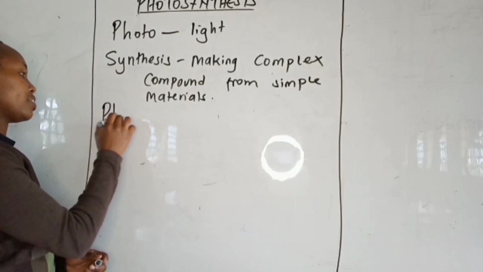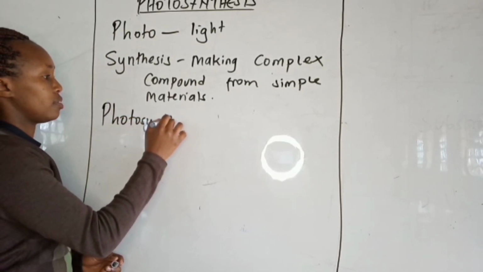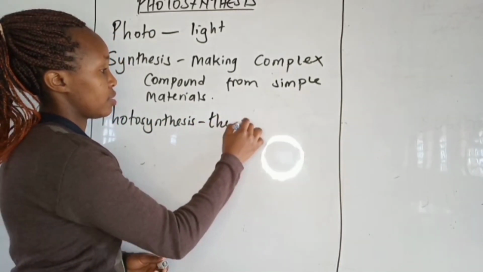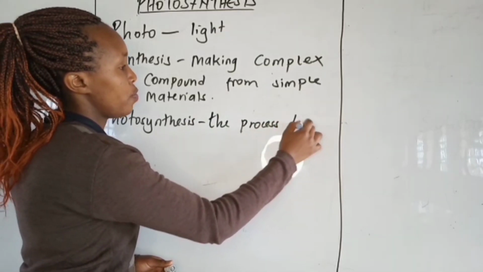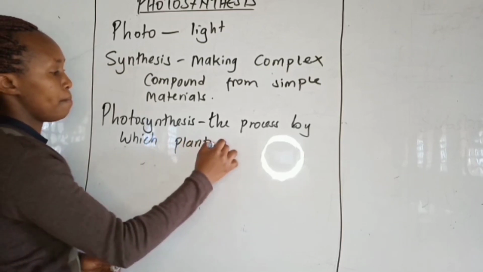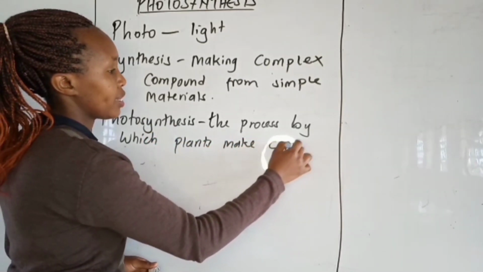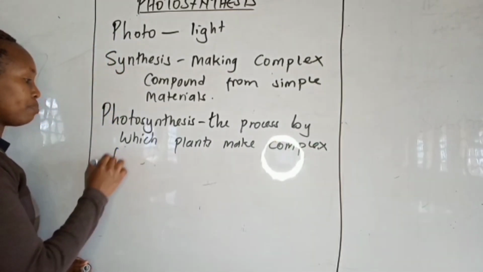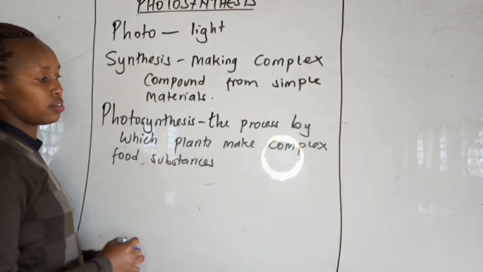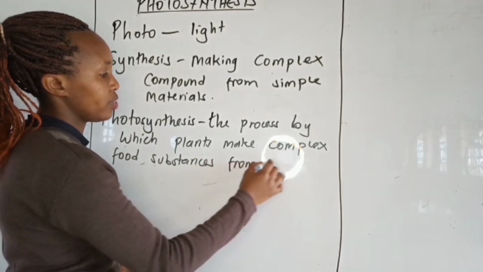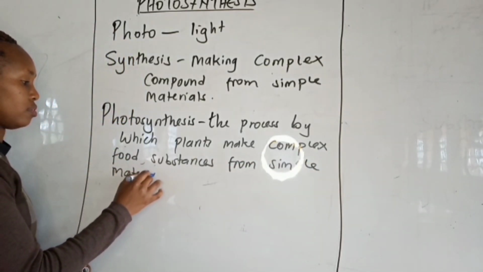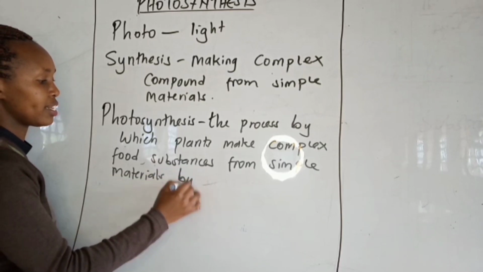So photosynthesis is defined as the process by which plants make complex food substances from simple materials by using light.